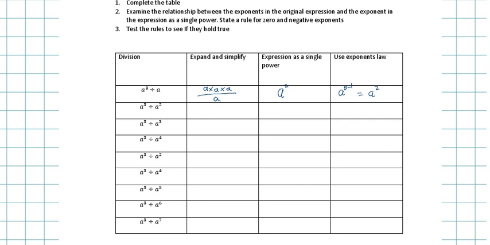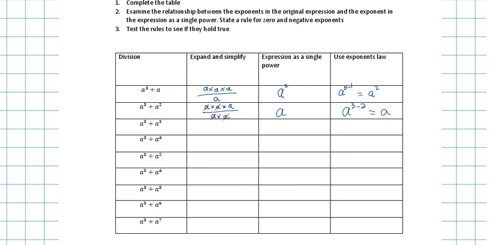Okay. How about the second one? I have a cubed divided by a squared. So the top is going to be a times a times a over a times a. So if I want to simplify this, so the a cancels. What do I have left? An a. And if I want to use the exponent law, because of division, I subtract the exponents, so 3 minus 2, which is a. How about the next one?